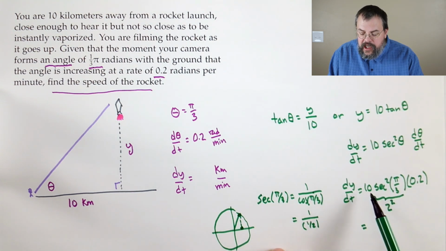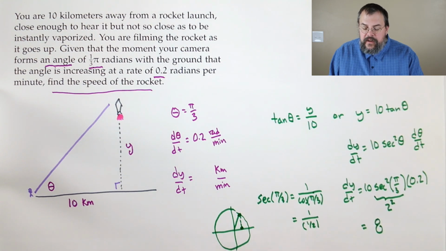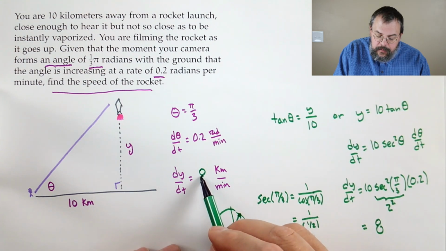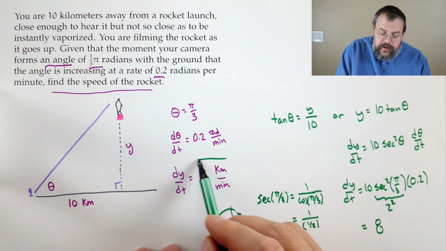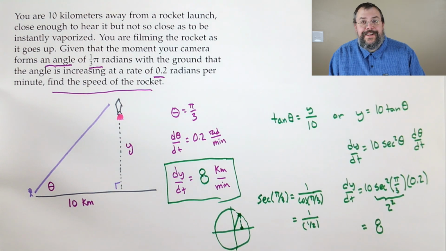So what do we have? We have 10 times 2 times 2 times 0.2. Well, notice that 10 times 0.2 is another 2, so we put all that together and we get 8. And therefore, we see, lo and behold, this is moving at a speed of 8 kilometers per minute. All right, and there you go. That's the speed of the rocket.